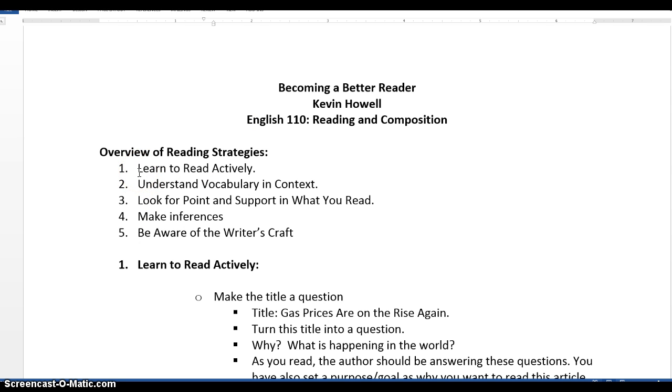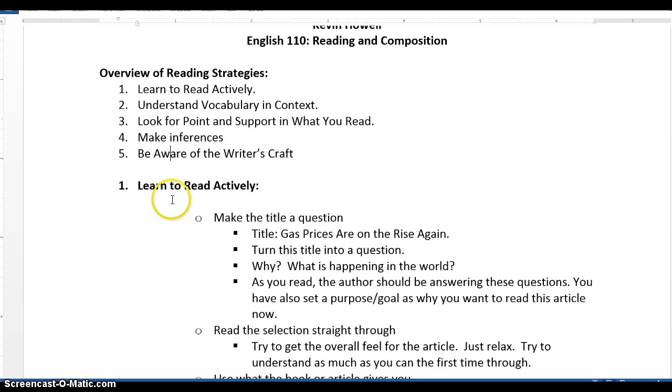Number 1, learn to read actively. Number 2, understand vocabulary and context. Number 3, look for point and support in what you read. Number 4, make inferences. Number 5, which is the last one, be aware of the writer's craft. Let's take a look at learn to read actively.